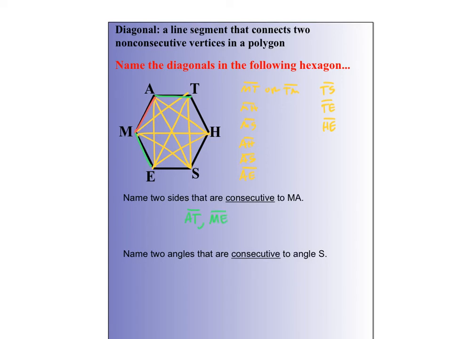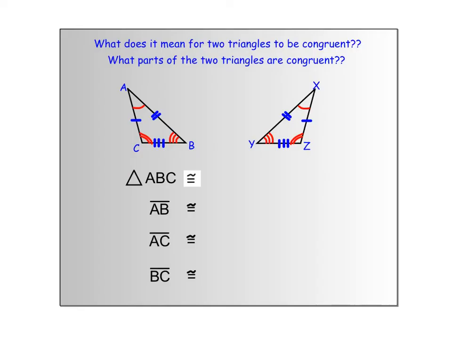Those are consecutive sides. Let's name two consecutive angles to angle S. So here's angle S. Two consecutive angles to angle S would be angle H and angle E. Those are consecutive to angle S. All right, we got one more slide. Let's get to it. Kind of a hodgepodge of information today.